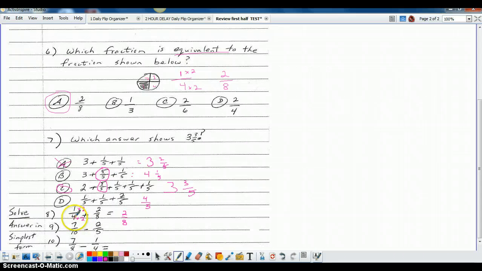When you start with 4 in the denominator, you do 4 times 2 equals 8. And 1 times 2 equals 2. Now you can add them together. 2/8 + 2/8 = 4/8, which could also be equivalent to 1/2 if you divide it. Do the same for numbers 9 and numbers 10.